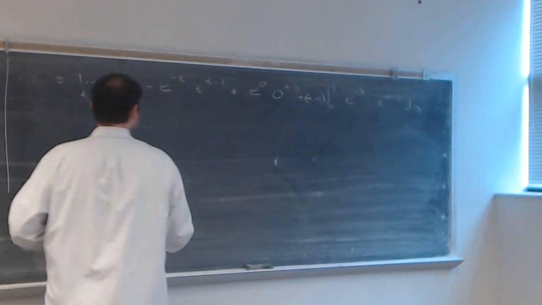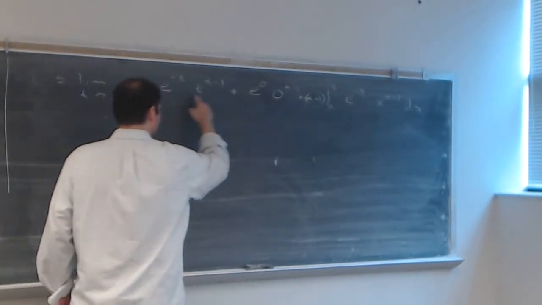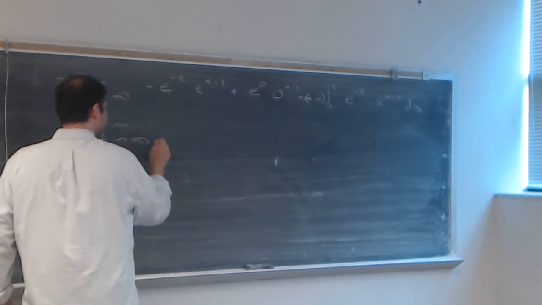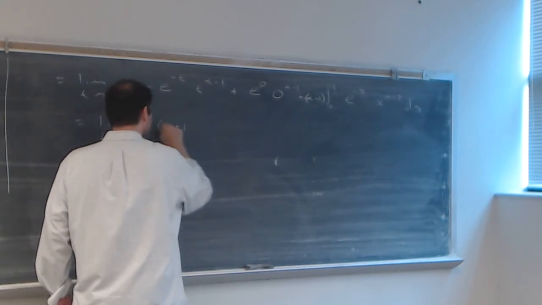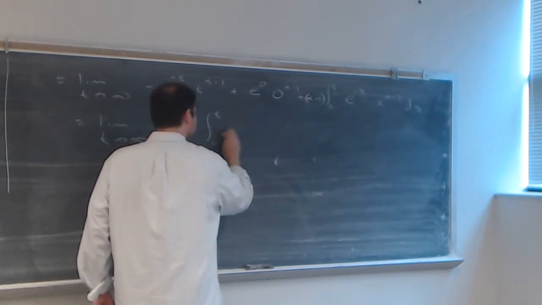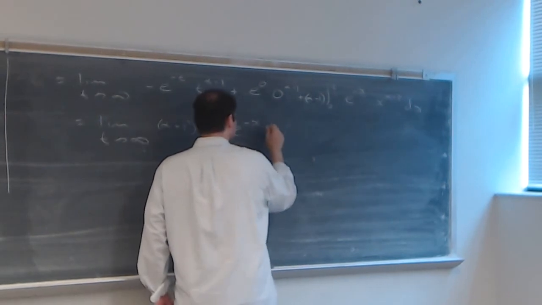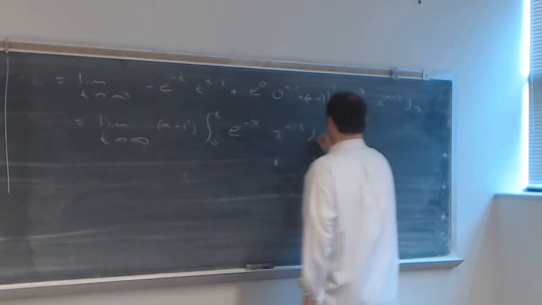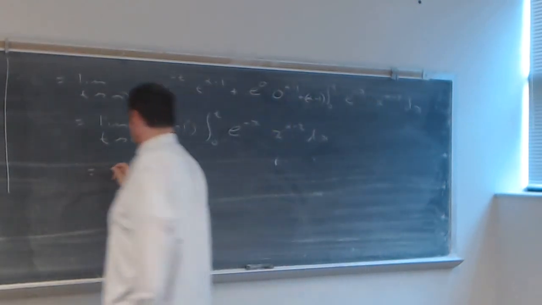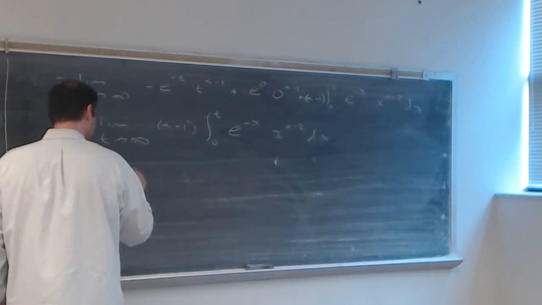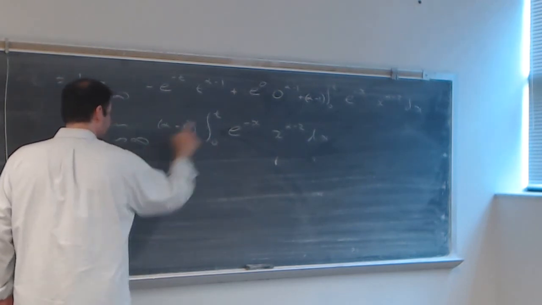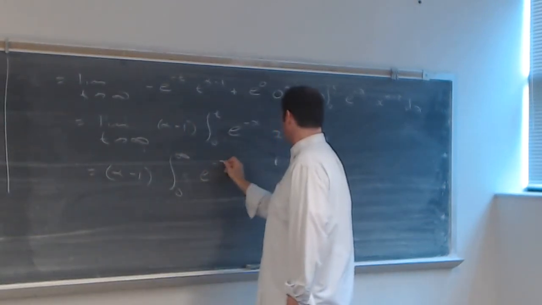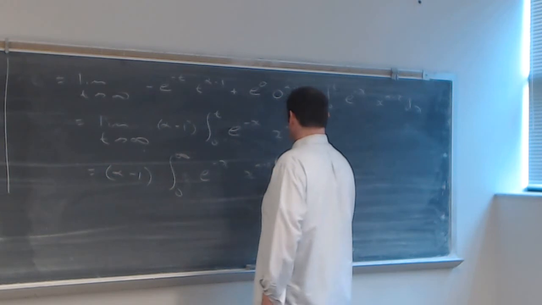Now here, as t goes to infinity, this can be shown to be 0. This is 0, so we end up getting the limit as t goes to infinity of alpha minus 1, integral from 0 to t of e to the minus x, x to the alpha minus 2 dx. Symbolically we can rewrite this as alpha minus 1 times, instead of this dummy variable with the limit, the improper integral from 0 to infinity of e to the minus x, x to the alpha minus 2 dx.